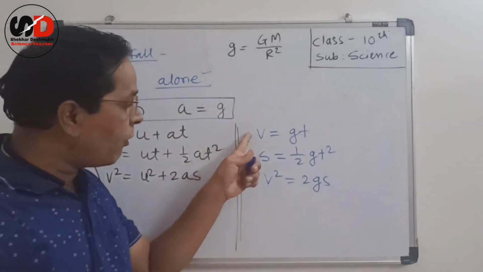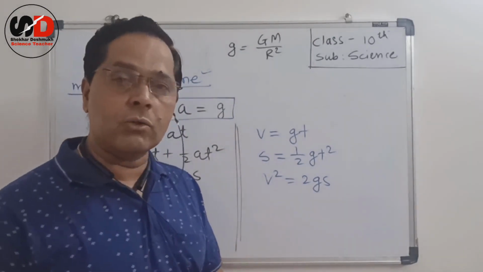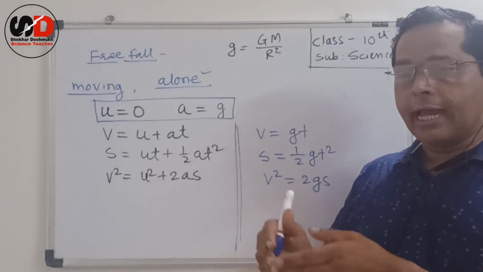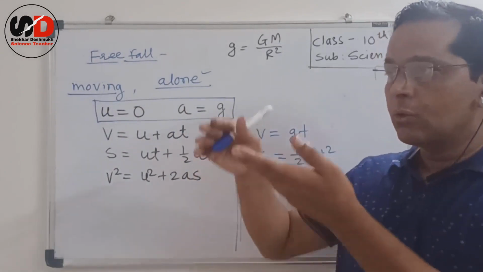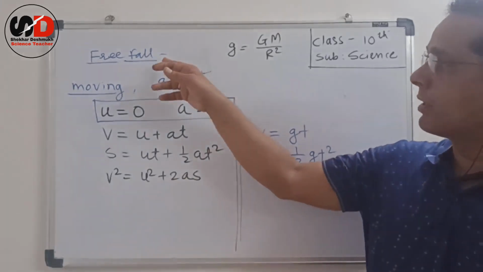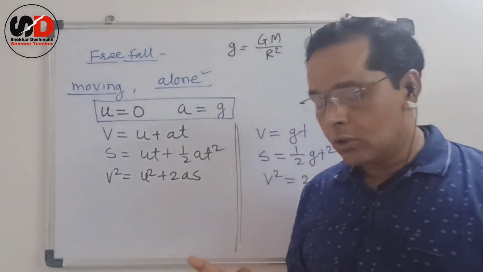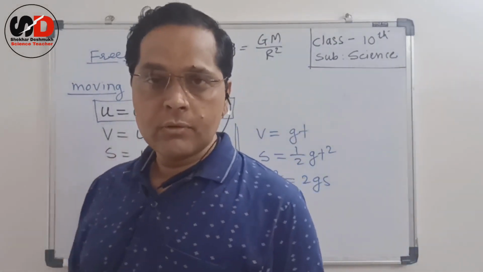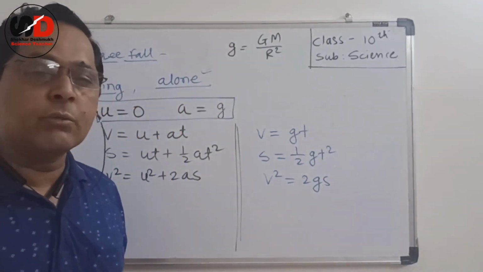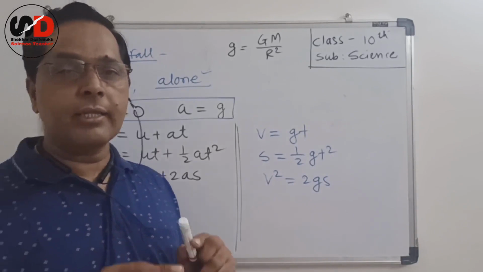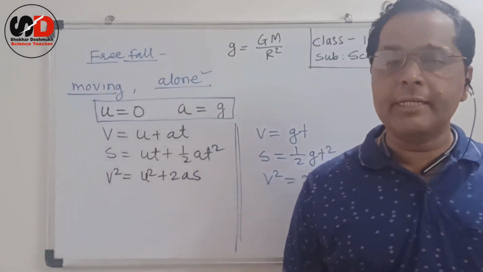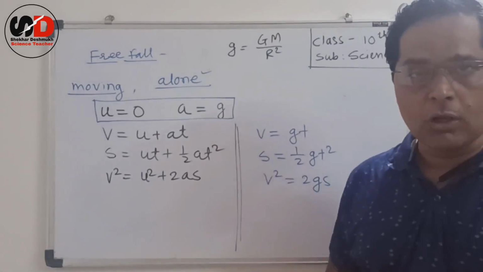And from these equations of motion we can find out the final velocity of the object and the time which is required for the object to reach the earth for a freely falling object. So what is free fall? Free fall is nothing but if the object is moving under the influence of gravitational force alone, then it is said to be in a free fall.